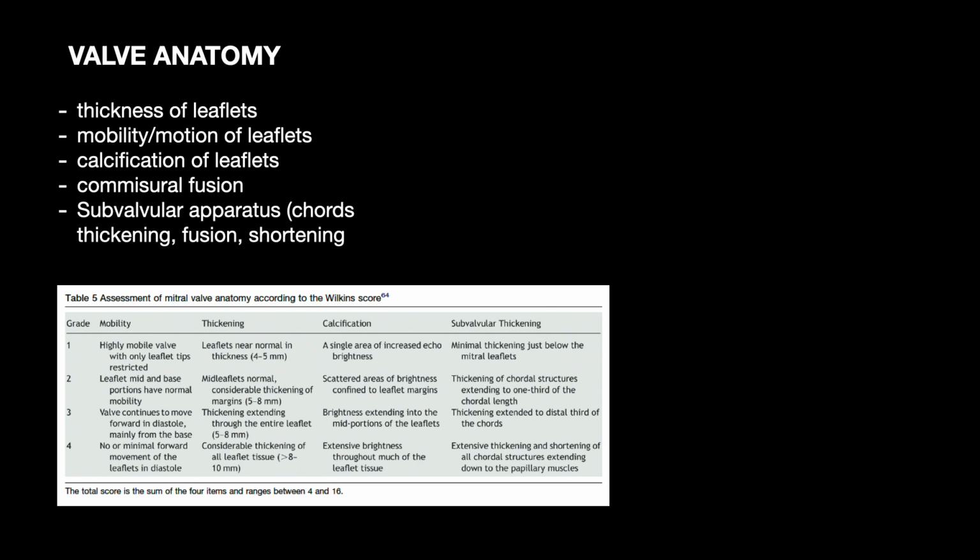As always, we need to assess the valve anatomy in 2D and in multiple views. And specifically, we need to assess and comment on the thickness of the leaflets, the mobility and motion of the leaflets, calcification of leaflets if it's present, whether or not there's commissural fusion, and also comment on the subvalvular apparatus, so chordal thickening, fusion, and shortening. There are grading systems, including the Wilkins score, which is displayed on the slide. I don't think remembering it is essential for ICU purposes, but what is essential is to describe and document what you see clearly and comprehensively.